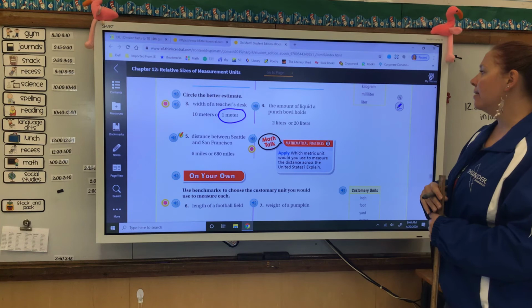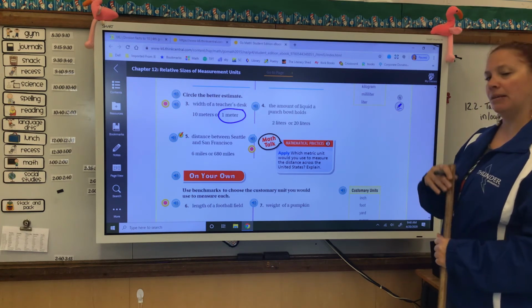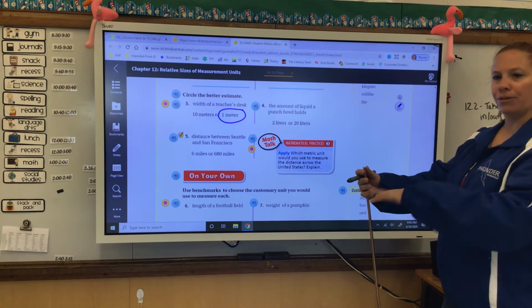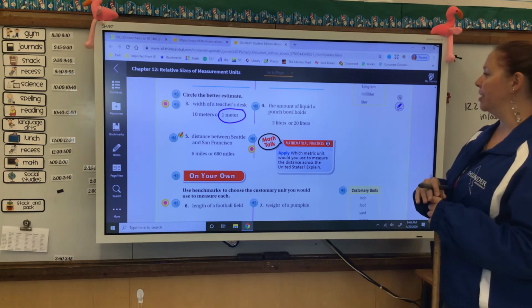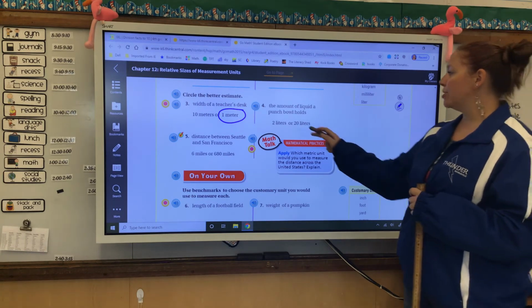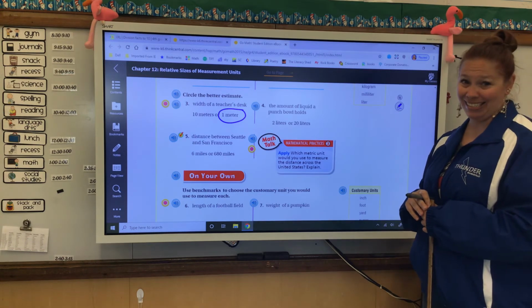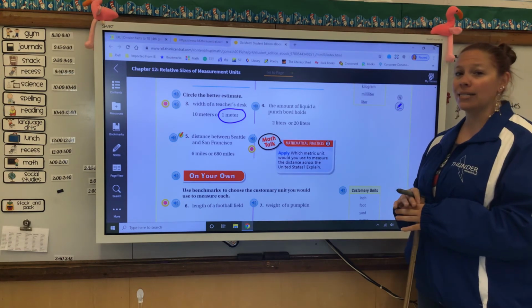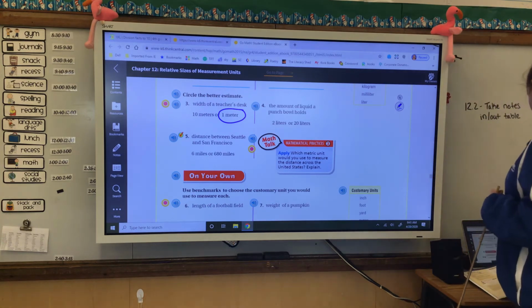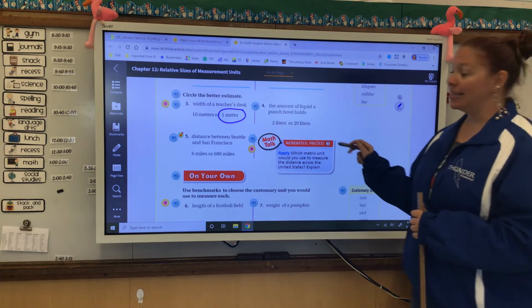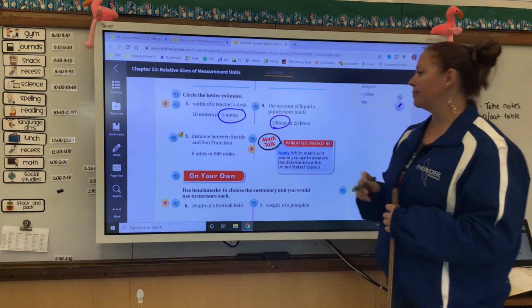The amount of liquid a punch bowl holds. Have you ever seen a punch bowl? It's like a big bowl that you dip a ladle in and you take punch out of. Do you think it's 2 liters or do you think it's 20 liters? A liter of soda is something, remember, that you buy at the grocery store, okay? It's definitely probably 2 liters.